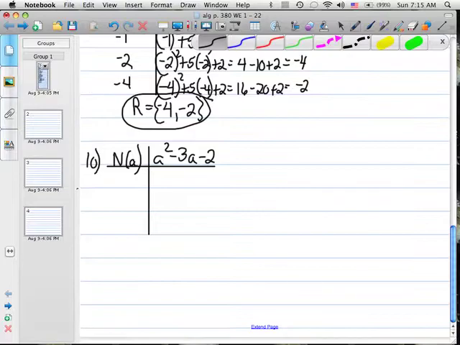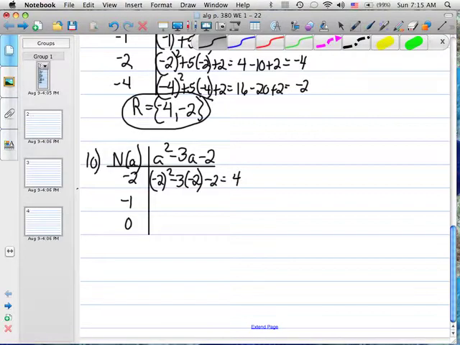Our domain: negative 2, negative 1, and 0. So negative 2 squared minus 3 times negative 2 minus 2. Negative 2 squared is 4. Negative 3 times negative 2 is plus 6, minus 2. So that's 10, take away 2, which is 8.